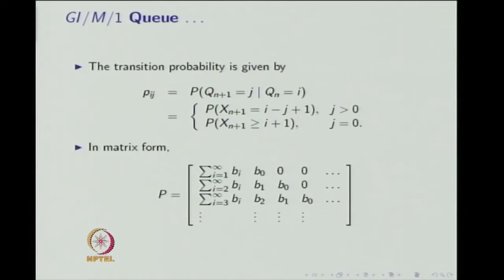Once we know that Q_n is a discrete time Markov chain, we can find the one-step transition probability matrix whose elements are P_ij. So, P_ij is nothing but the probability that Q_{n+1} will be j given that Q_n was i. That is the same as the probability that i + 1 - j customers are served during the inter-arrival time period. That is the probability that X_{n+1} is equal to i - j + 1 whenever j is greater than 0. If j is equal to 0, then it is the probability that X_{n+1} is greater than or equal to i + 1.